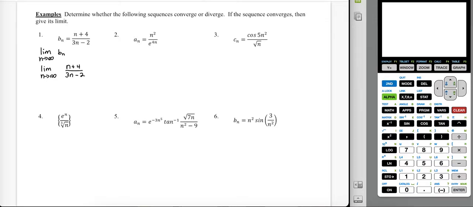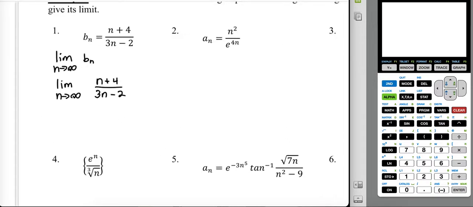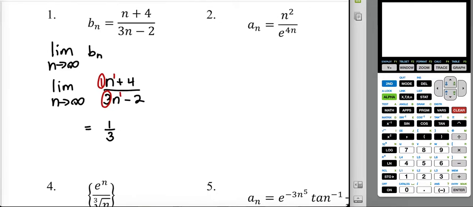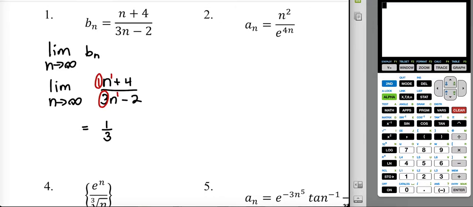You might remember that when you're evaluating the limit of a rational function, the idea holds true that if the highest exponent on the top is the same as the highest exponent on the bottom, then all you're really doing is taking the ratio of the leading coefficients. So as n approaches infinity, this sequence would approach 1/3. Now we can verify that.